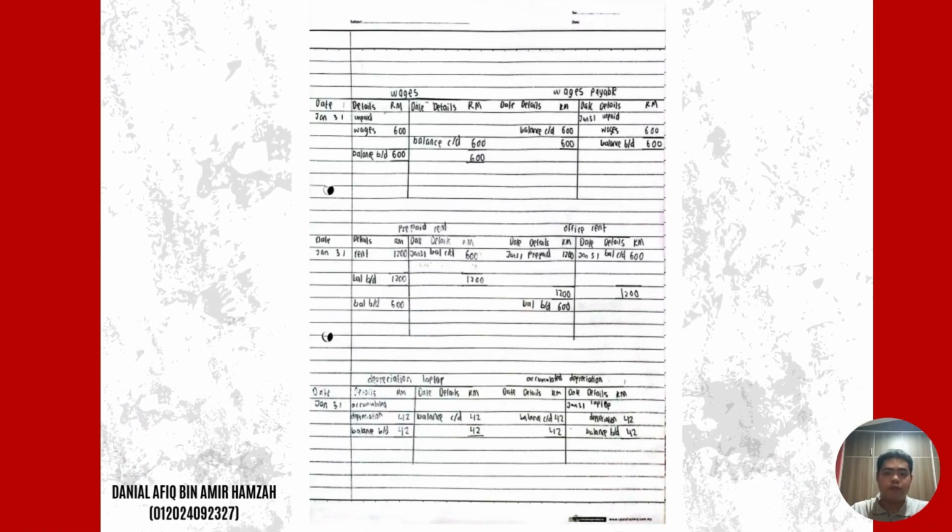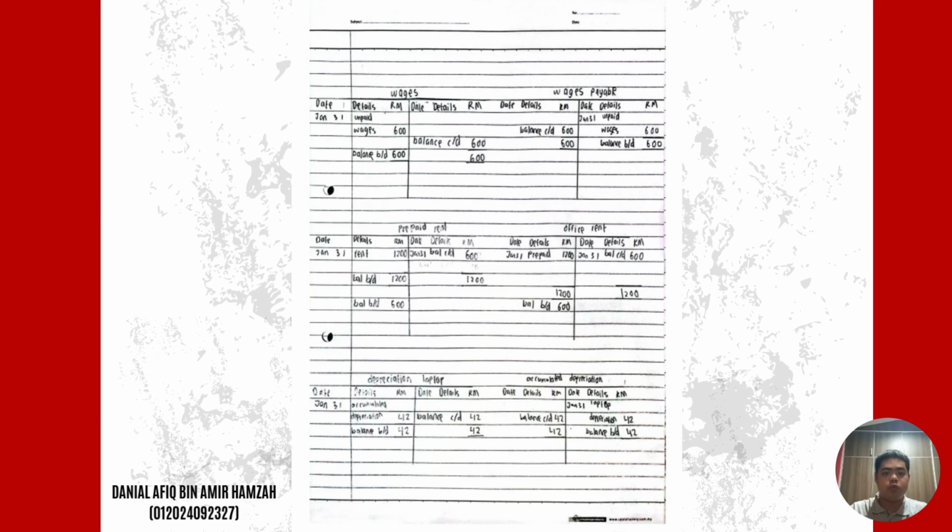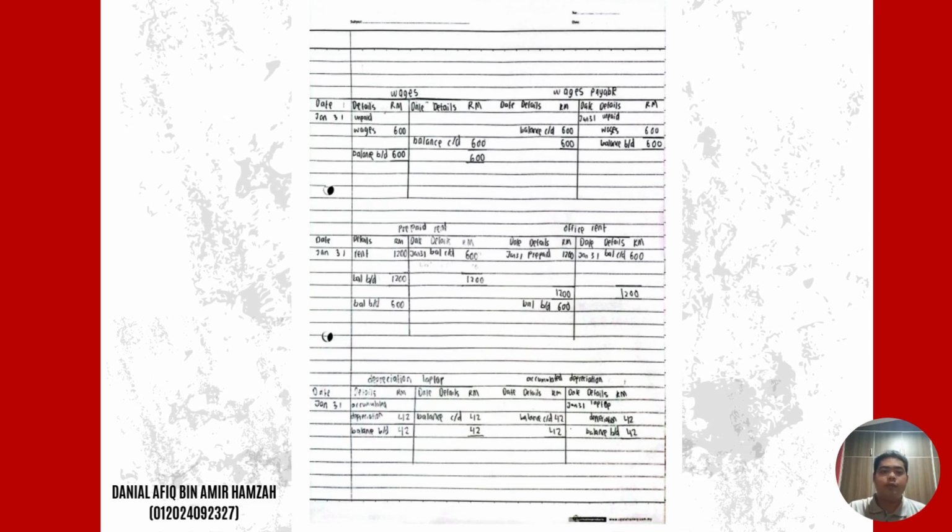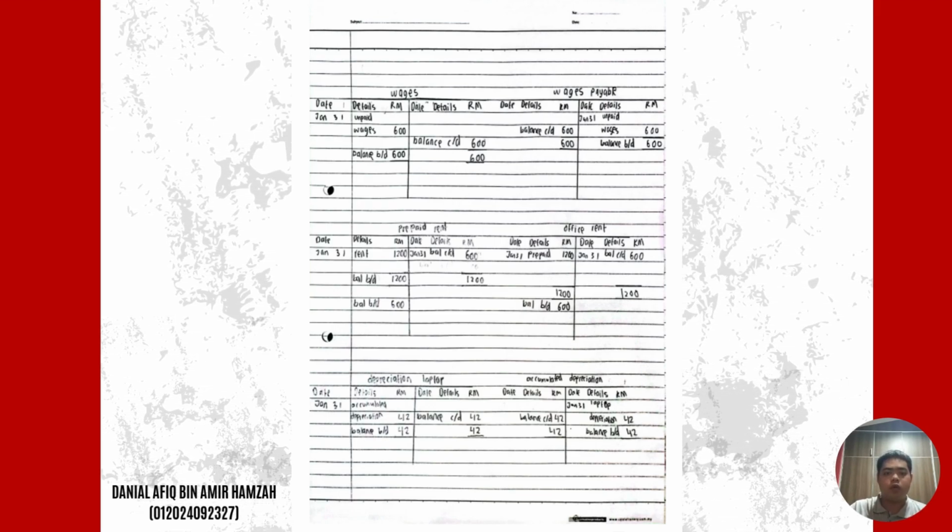Assalamualaikum, my name is Daniel Afiq, and I'm going to talk about part 2, which is the adjustments. Due to the limited time given, I will talk about how to record this adjustment in both journal and ledger at the same time. So first question, 600 in wages remain unpaid for January. So what we need to do here is we debit wages 600 and credit wages payable 600.